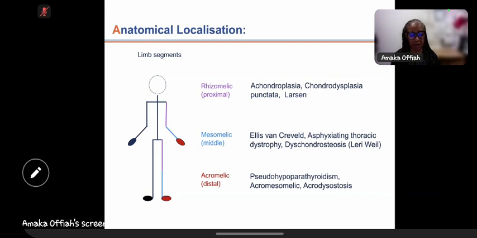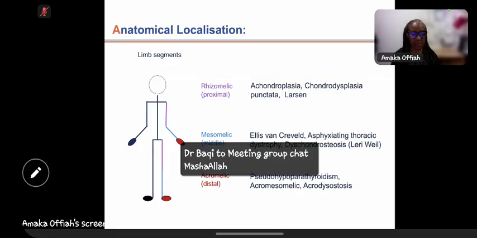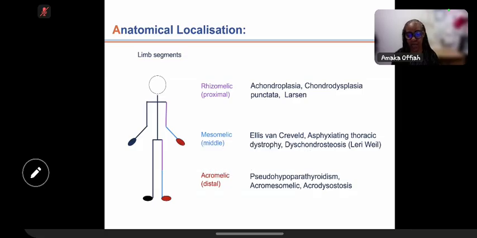Acromelic, if you remember acromegaly, hands and feet, distal segments. Pseudohypoparathyroidism. Acromesomelic dysplasia and acrodysostosis. You can see that those two have acro in their names. So you know that acro and mesomelic is affecting the hands and the feet and the mesomelic segments. The black is micromelic, where all segments are affected. But as I say, micromelic conditions are very often not skeletal dysplasias.